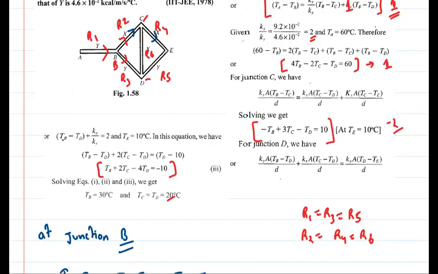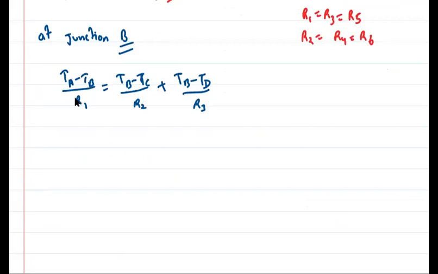I'll be using the simpler method. TA is given as 60. So 60 minus TB, which we don't know, by R1. Now, if you talk about R1, R2, R3, in all three, the dimensions L and A are the same, so they can be cancelled. So we are left with K. So it is K1.